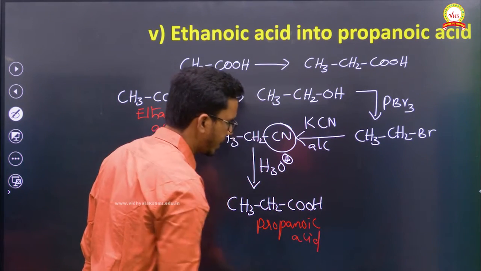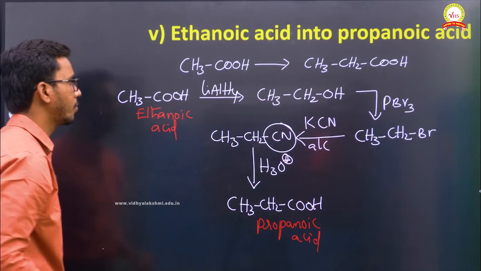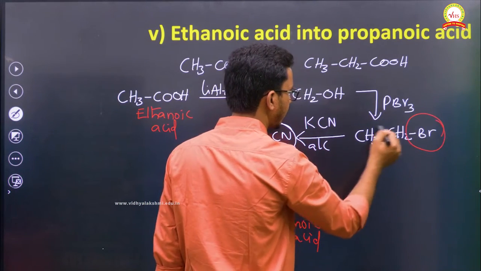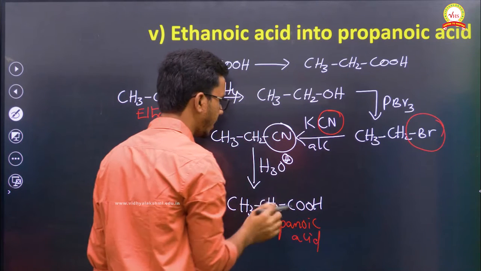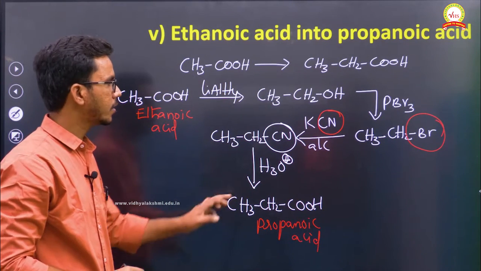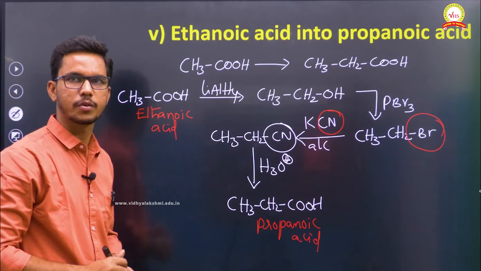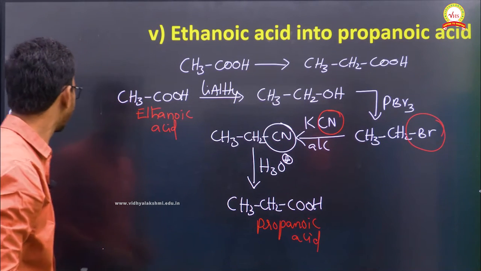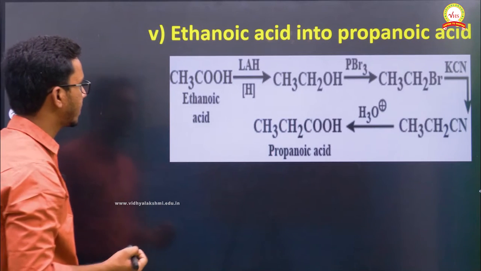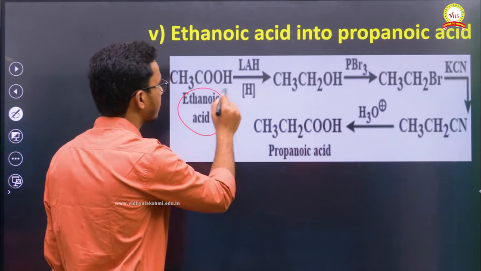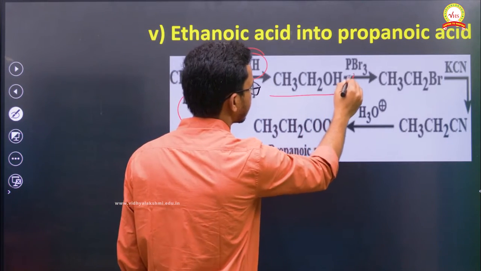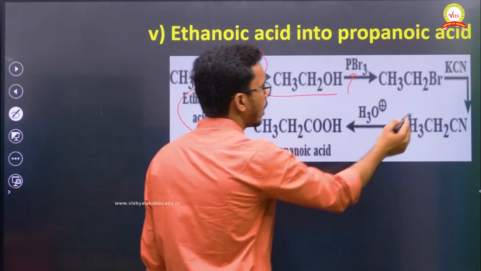Whenever we are increasing the number of carbons, one thing you have to remember: first it should be converted into the respective halide, then the cyanide on hydrolysis gives the respective acid. These are the two important steps in these conversions we have to remember. Next, let us see whether the conversion is right or wrong. As we have already discussed, ethanoic acid on reaction with the reducing agent gives the respective alcohol, on reaction with some halogenating reagent gives alkyl halide.